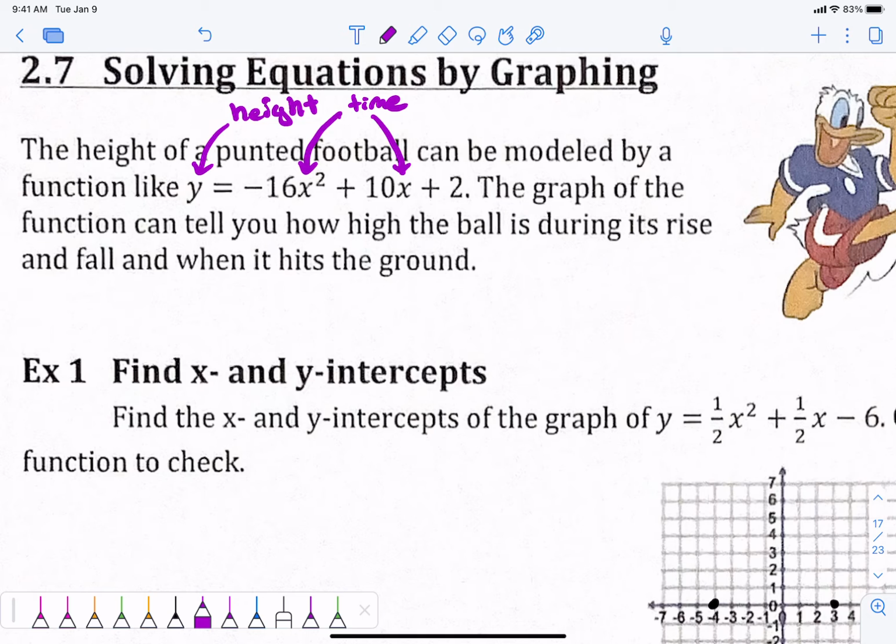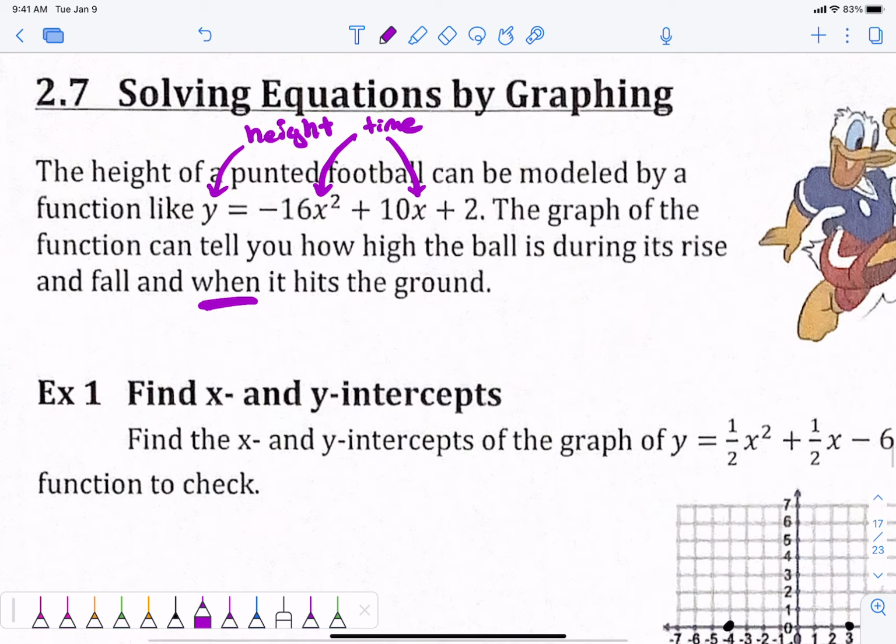The graph of the function can tell you how high the football is during its rise and fall, and when. That's the other variable, telling us that the x variable represents time. So we're doing everything in relationship to time. It'll be a parabola.